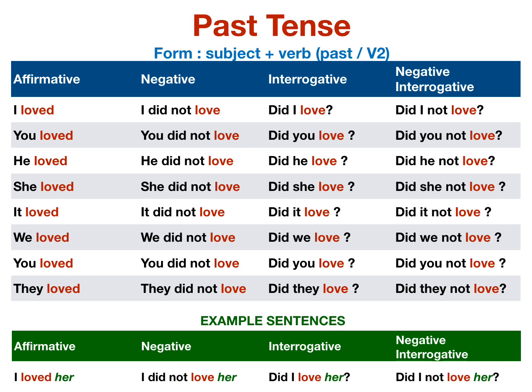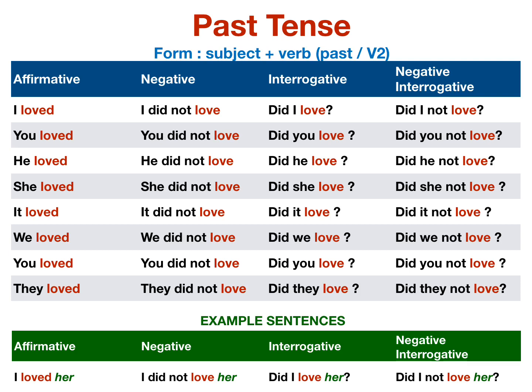Past tense. Subject plus V2. I loved. I did not love. Did I love? Did I not love? You loved. You did not love. Did you love? Did you not love? He loved. He did not love. Did he love? Did he not love?